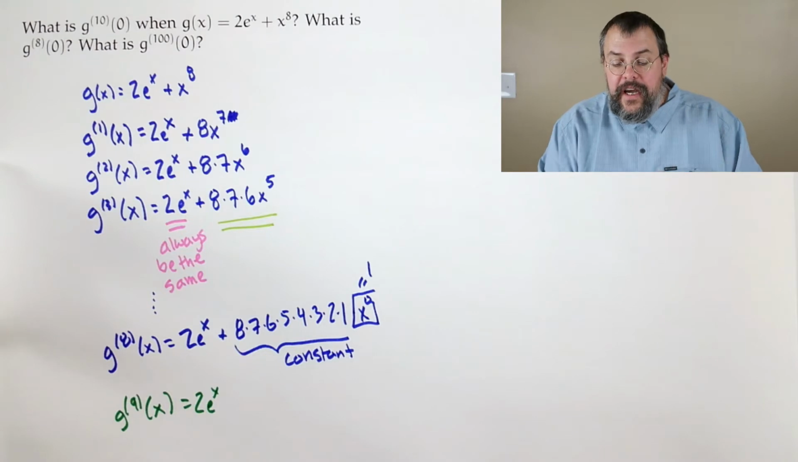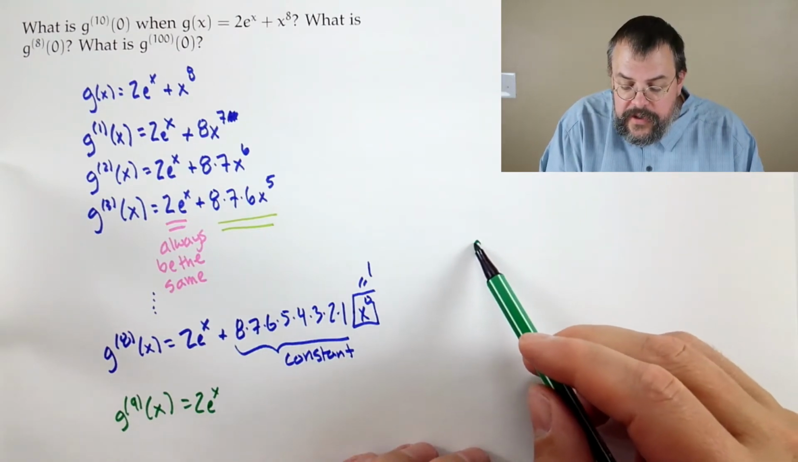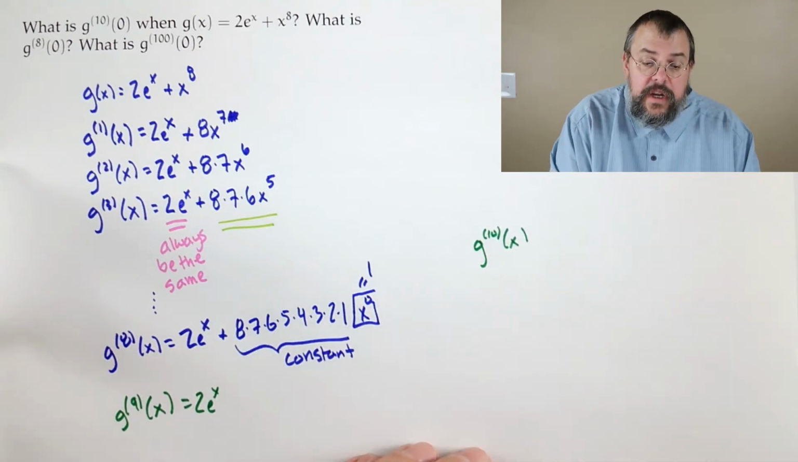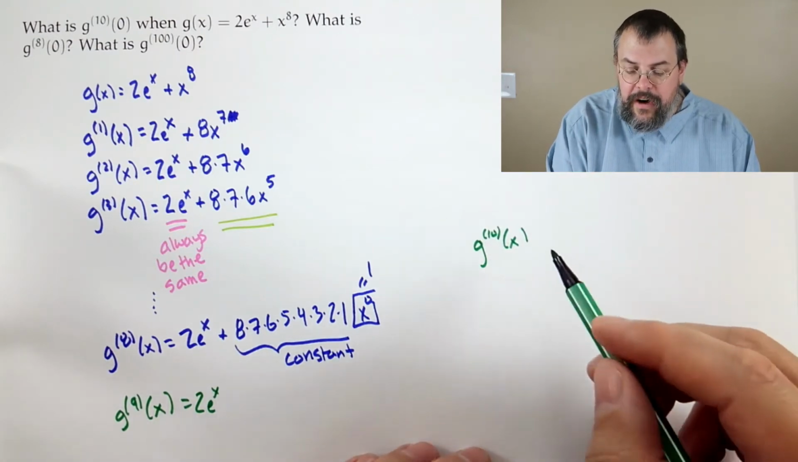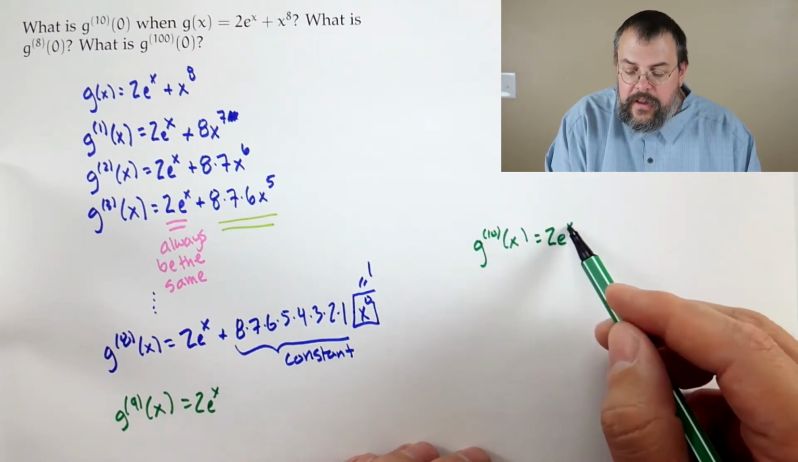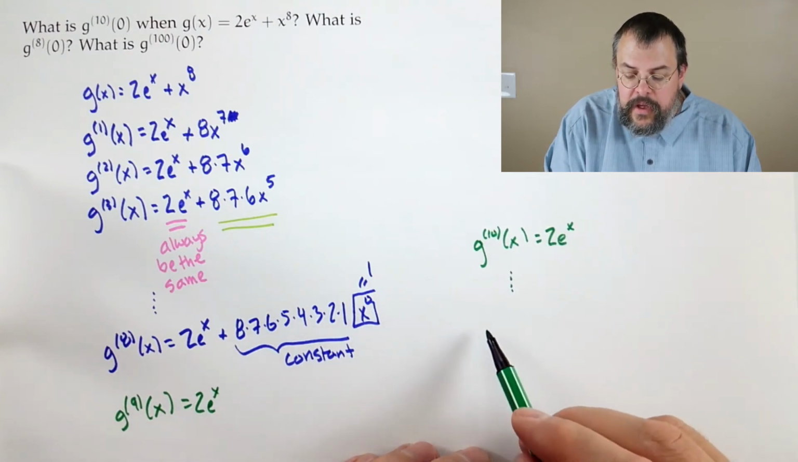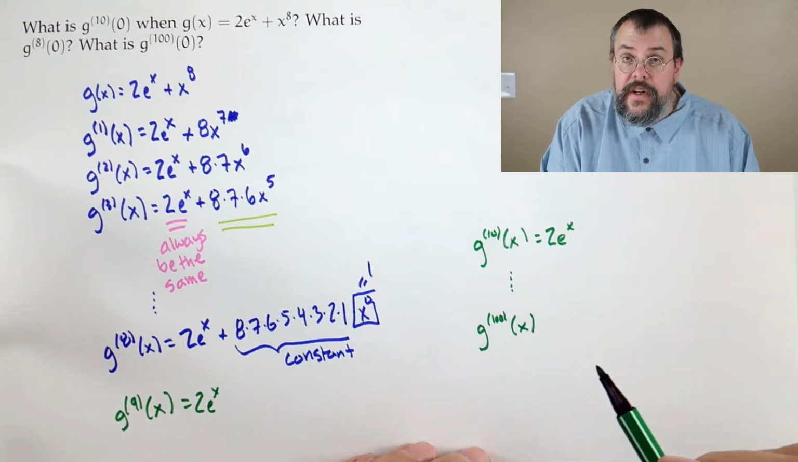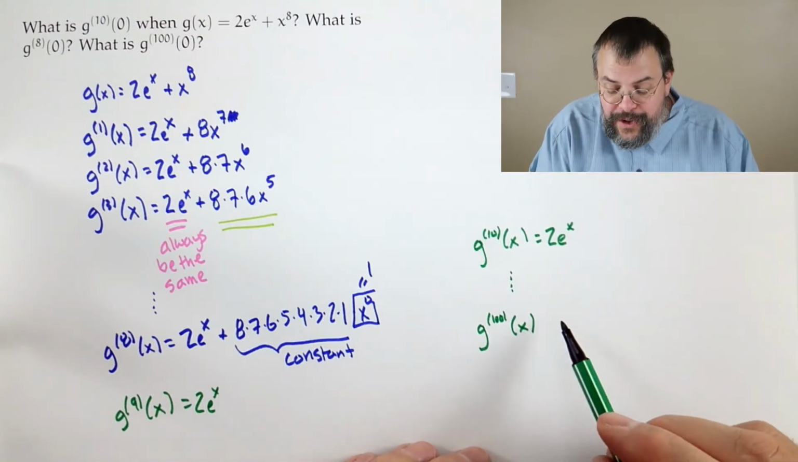After the 9th derivative, well, there's the 10th derivative, but we can see whenever you take the derivative of 2e to the x, you always get 2e to the x. It's always the same. In fact, this is always going to be the case. So what's the 100th derivative look like? Well, the 100th derivative will look like 2e to the x.